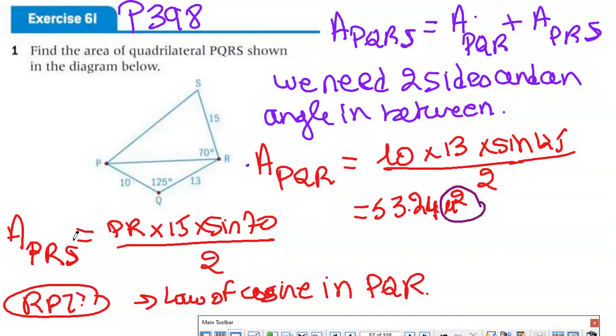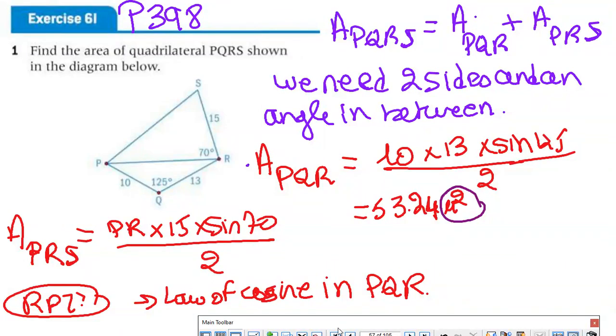Now, the area of the second triangle, PRS: I have this side, this angle. Which side is still missing? PR. So it's PR times SR times sine 70 over 2. How are we going to find PR? Can I find it in this triangle PRS? No, it's not enough because just two pieces of information are given. Can I find it in the other triangle? Yes, three pieces of information are given, and I have an angle between two sides.